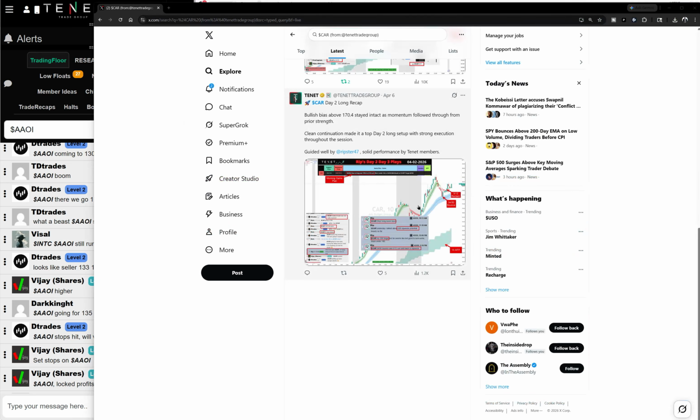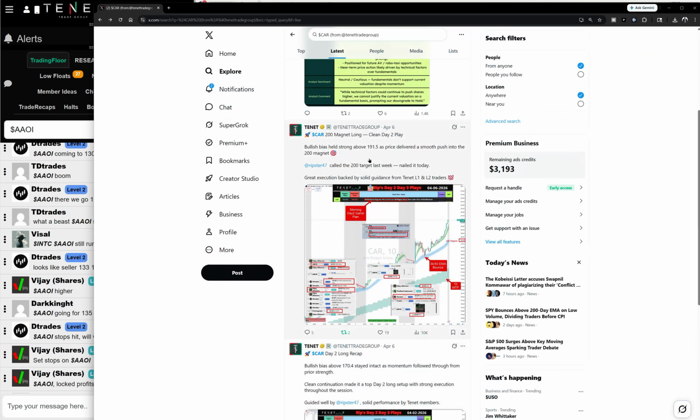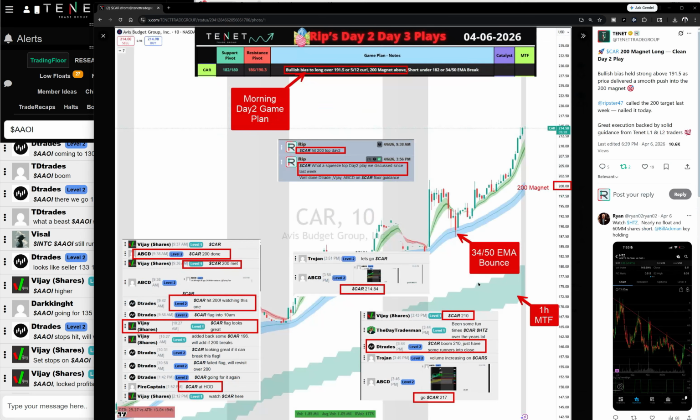So you can see that we were even trading on it on April 6th. D trade was on top of it. The community was long. I told the traders 200 squeeze potential. Even when we hit 180, I told the traders to hold it for 200. That was on April 6th. So when we got the 200, I told the traders over 200, we're going to push some more. So 200 top day 2 setup.